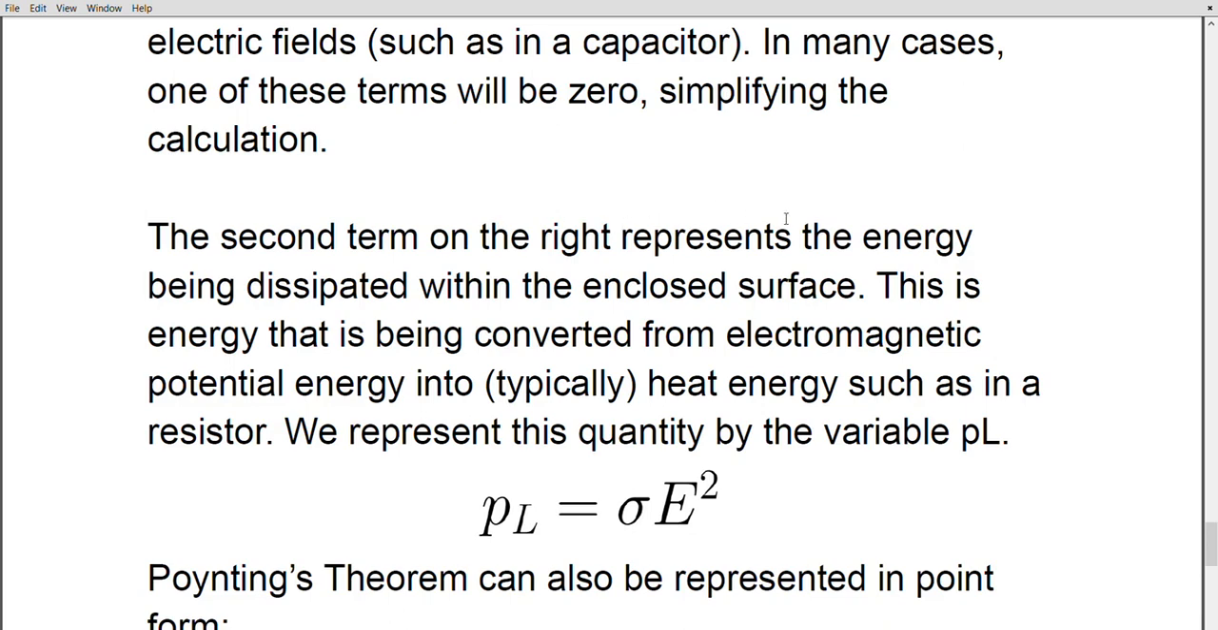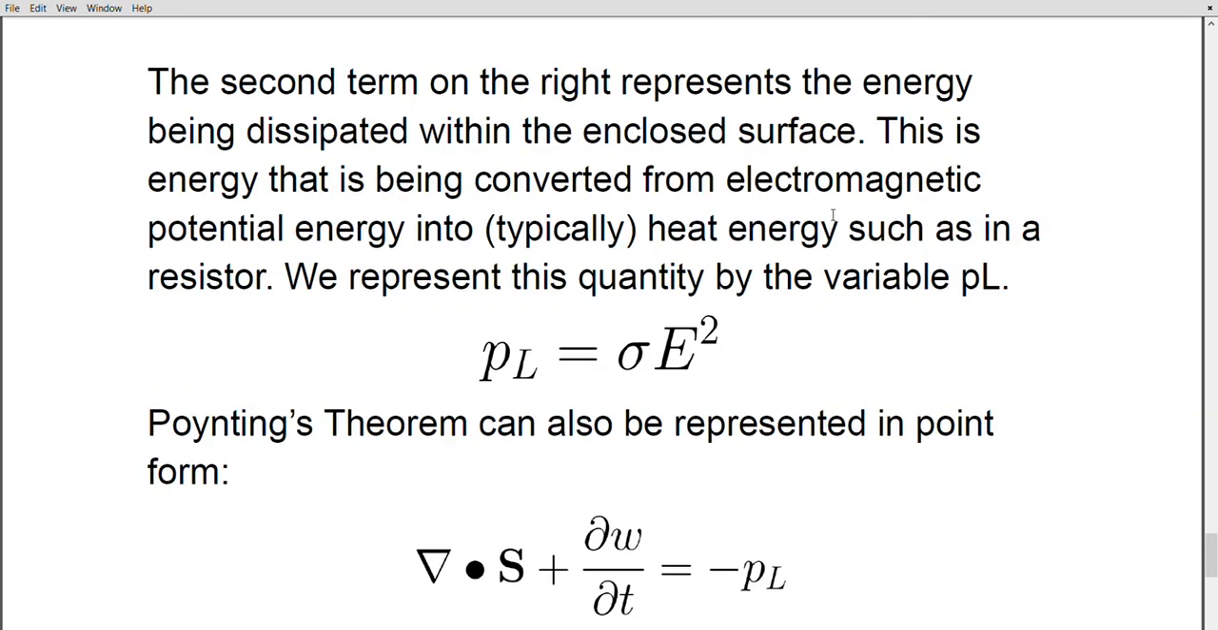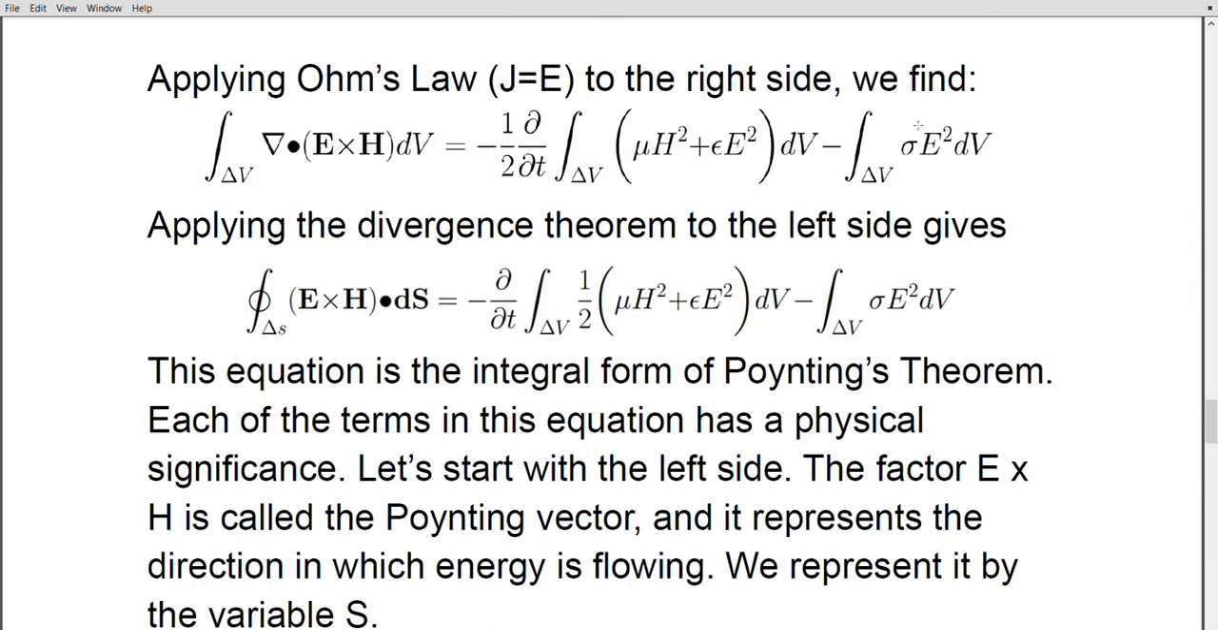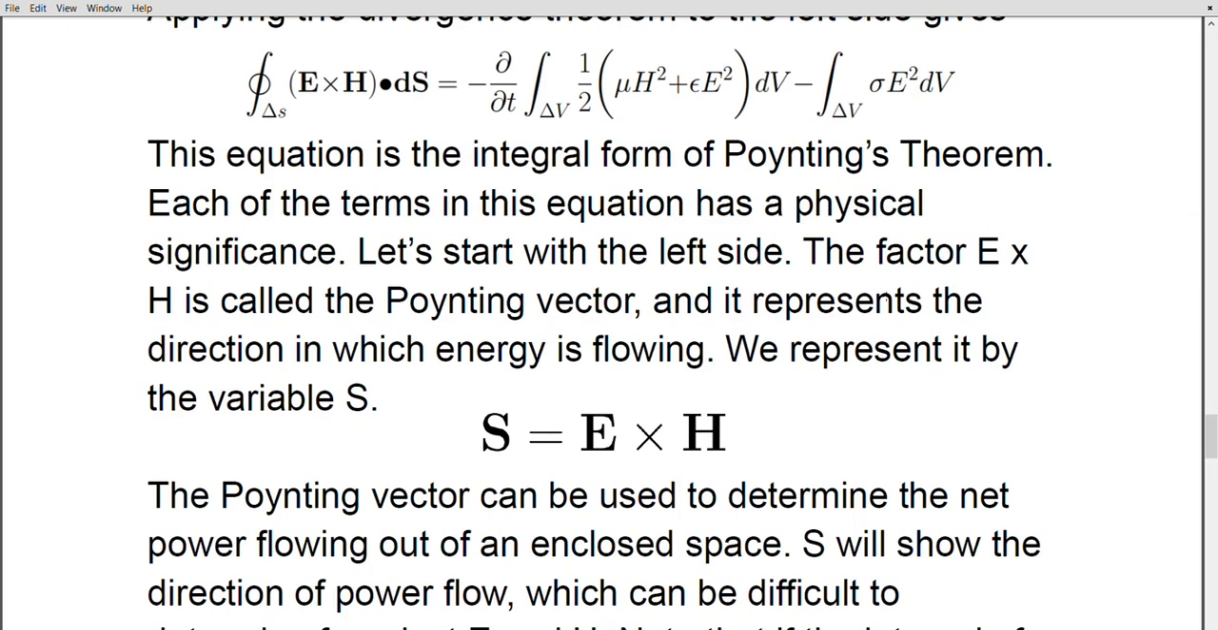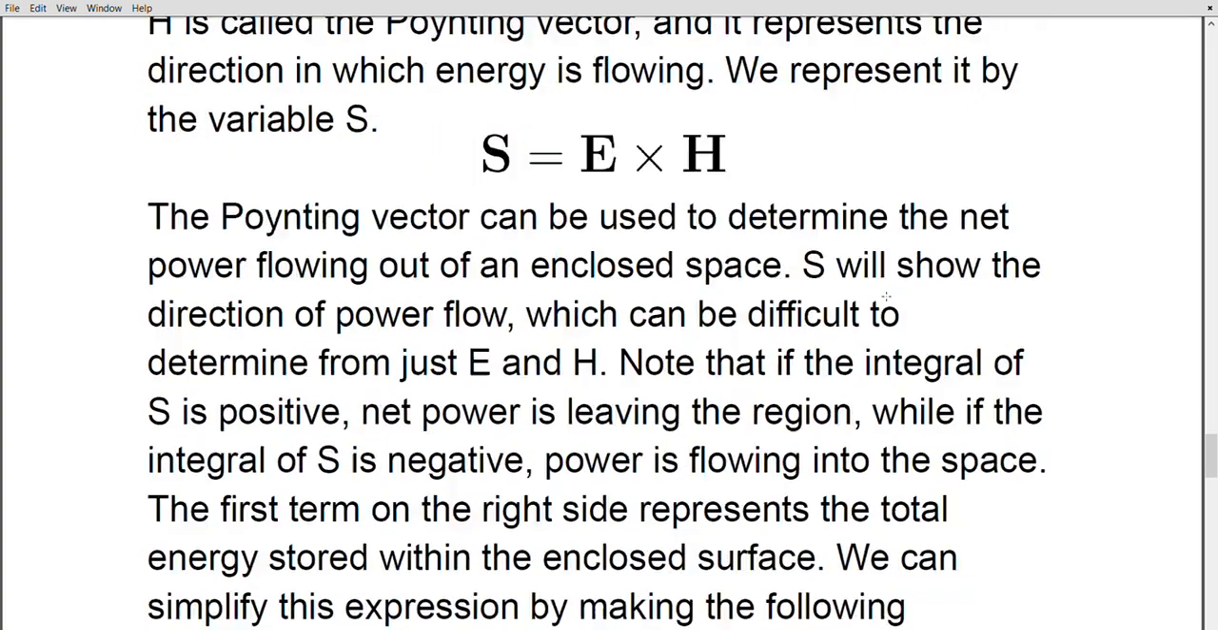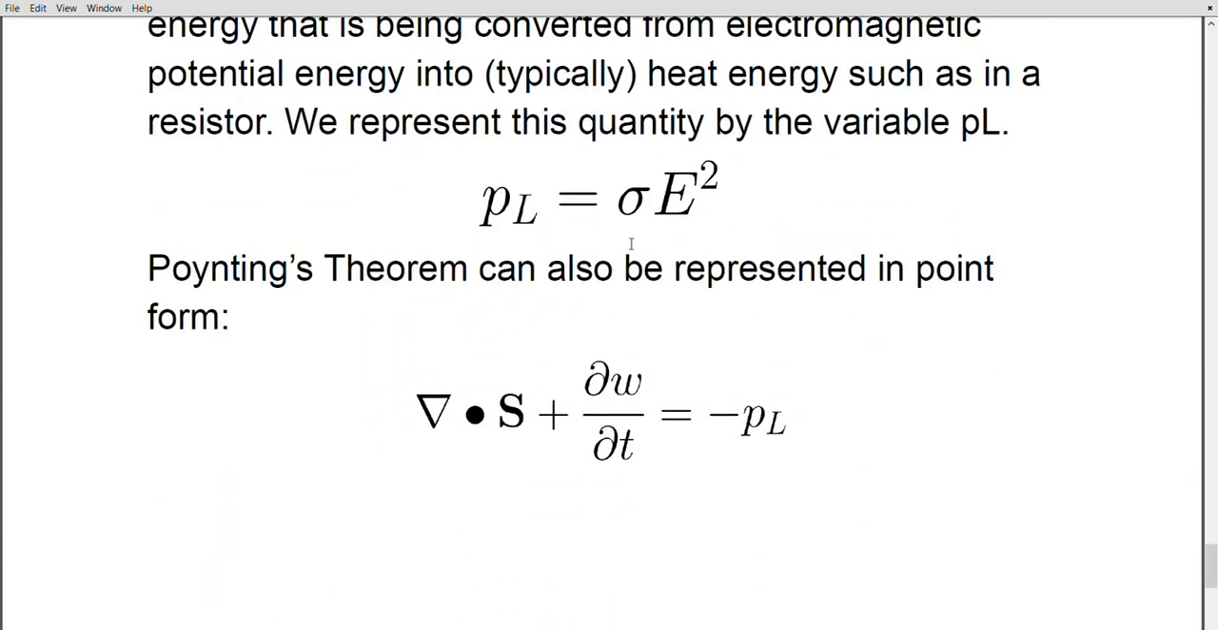The second term on the right represents the energy being dissipated within the enclosed surface. This is the energy that is being converted from electromagnetic potential energy into heat energy, such as in a resistor. We represent this quantity by the variable PL, which is defined as sigma E square. So here in this equation we have sigma E square at the end, and we substitute PL for this sigma E square. So finally we have all the variables for substituting.